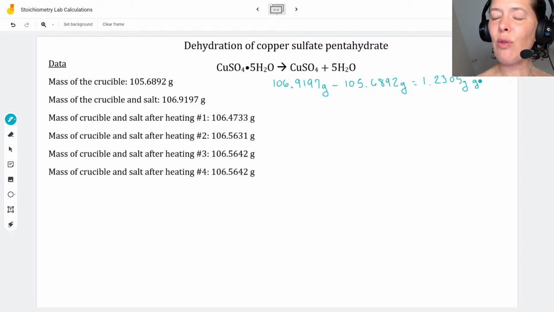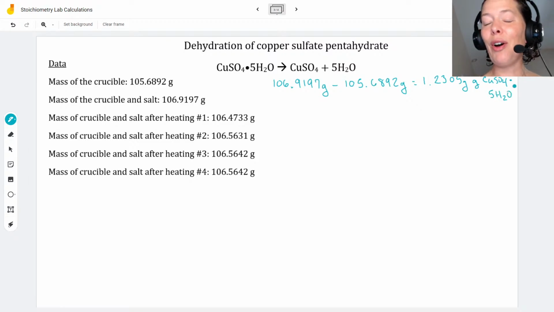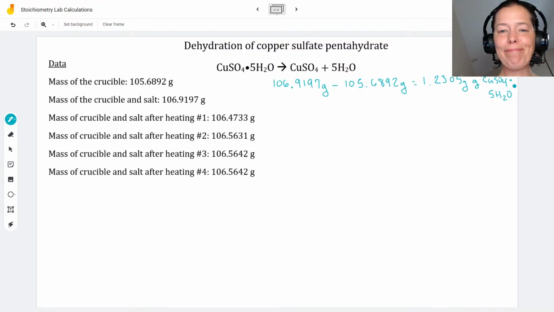So that is grams of copper sulfate pentahydrate. Ooh, I'm kind of running out of space. That should all be on one line, but I'm just kind of running out of space there.